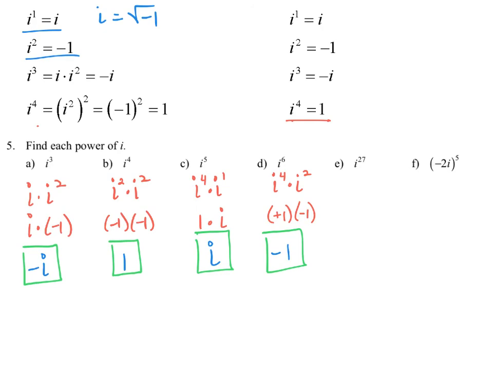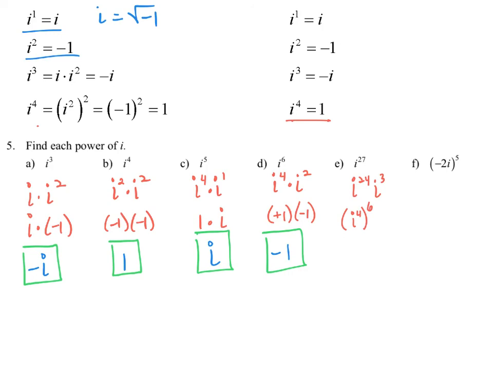Now, i to the 27th can be simplified as well. One way to do that is to take i to the 27th and write it as i to the 24th, a power of 4, times i to the third power. Now, i to the 24th power is the same thing as i to the fourth power raised to the sixth power by using the power rule for exponents.